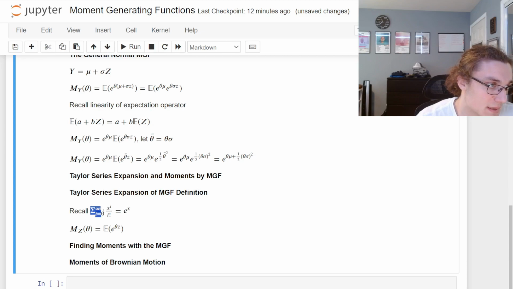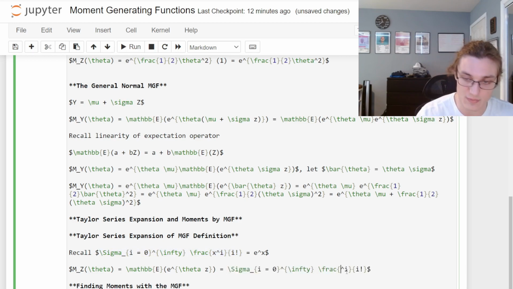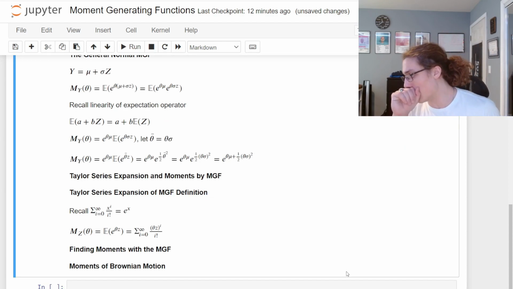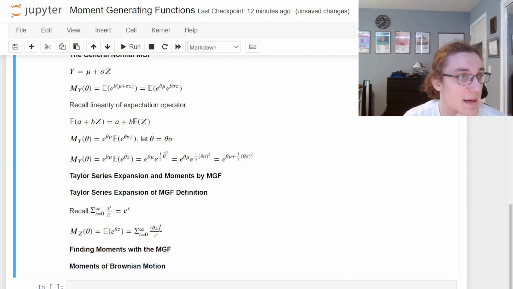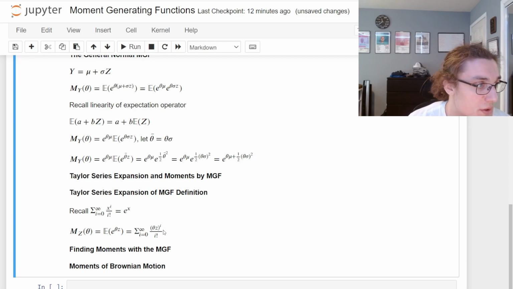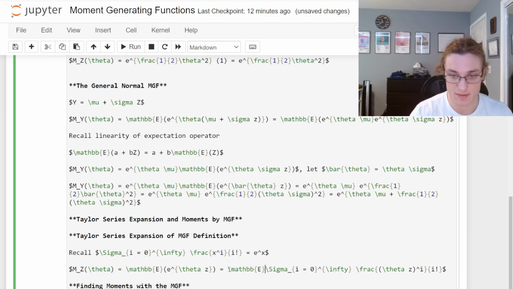But if we have this Taylor series expansion for e, we can go ahead and plug that in. So we could say that this is equal to the infinite sum, but not of x to the i, but rather we have theta Z to the i. Okay, so this is really why it's called a moment generating function, because what you'll notice here, and whoops, I forgot to include the expectation. We can't drop that expectation.